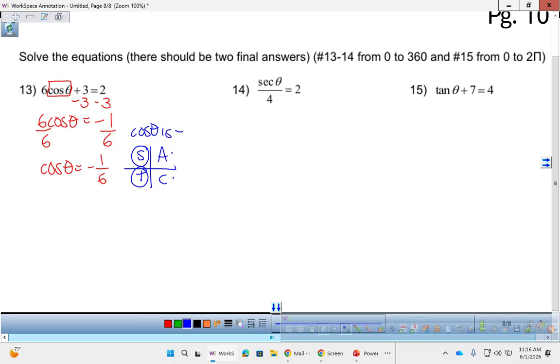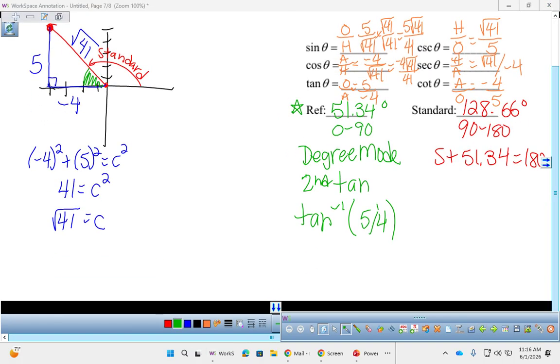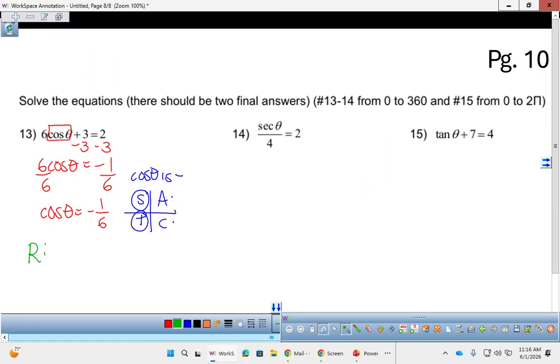Now, for some of you, you like to draw a reference triangle. For others, you just find the reference angle. So to find the reference angle, just like we did here, we did the tangent inverse of 5/4. We ignored the negative and we just did 5/4. We're going to do cosine inverse now of 1/6. We're going to ignore the negative just like we did before. Make sure your calculator is in degree mode. No negatives.